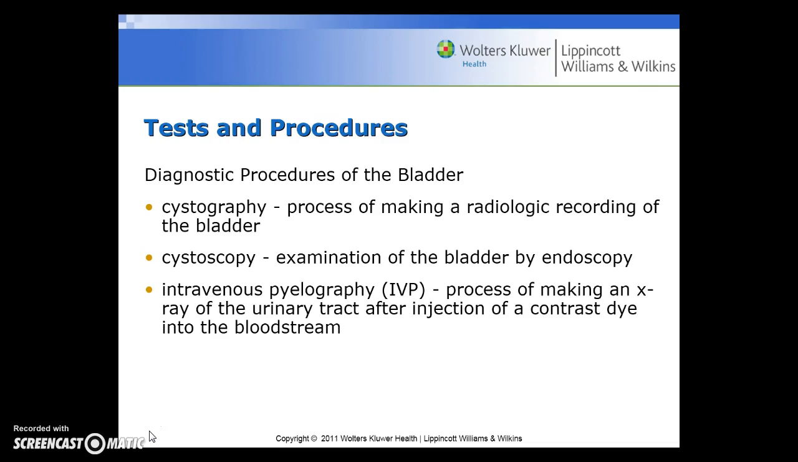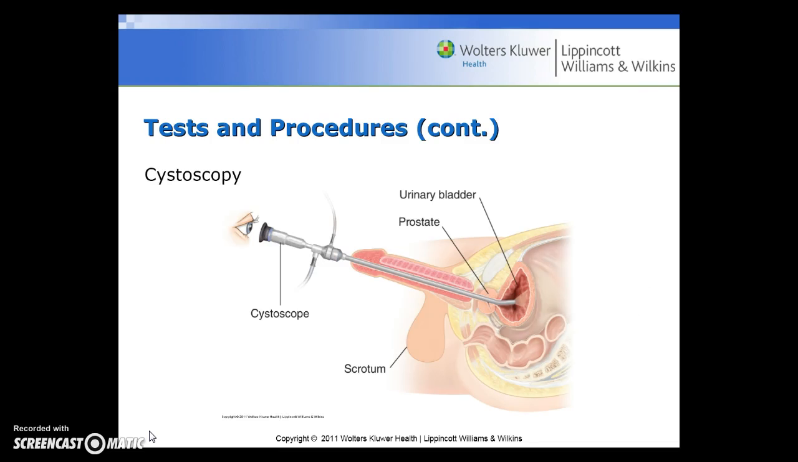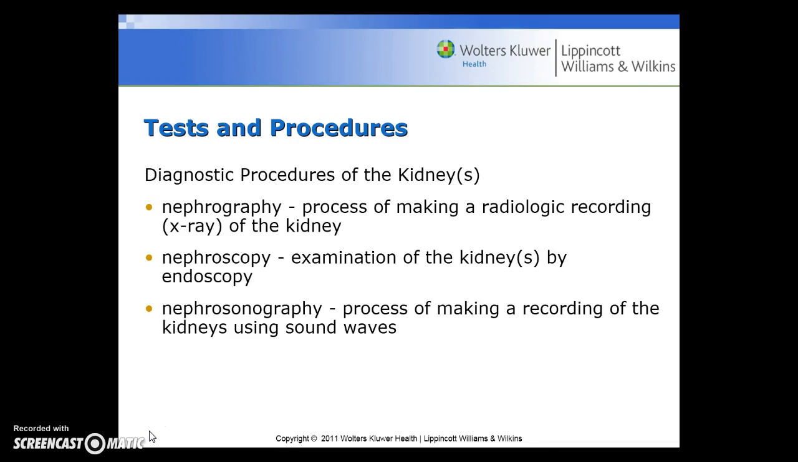Additionally, some procedures of the bladder are the cystography. That's a process of making a radiologic recording of the bladder. A cystoscopy is an examination of the bladder by endoscopy, and an intravenous pyelography, or IVP, is a process of making an X-ray of the urinary tract after injection of a contrast dye into the bloodstream. Here's a picture of the cystoscopy passing through the penis, the prostate, into the urinary bladder.